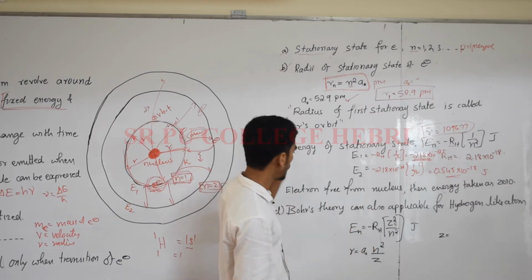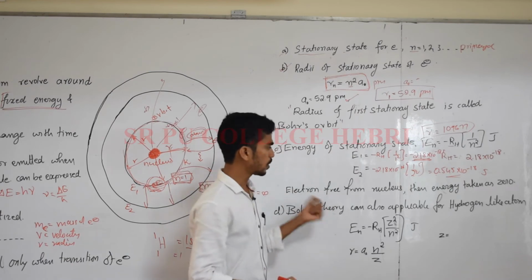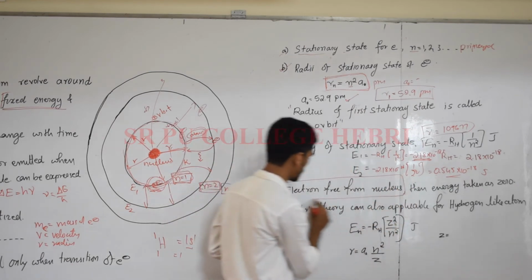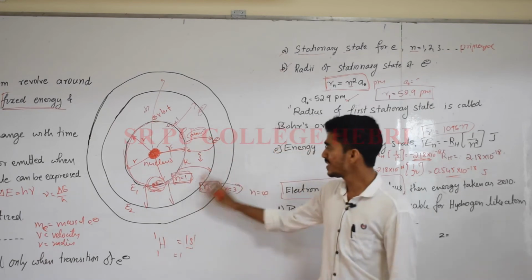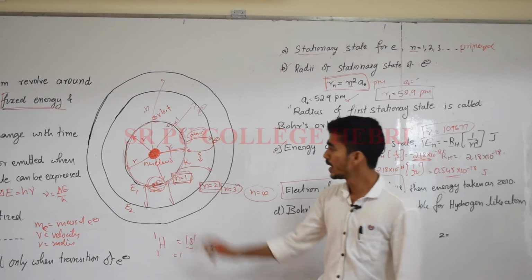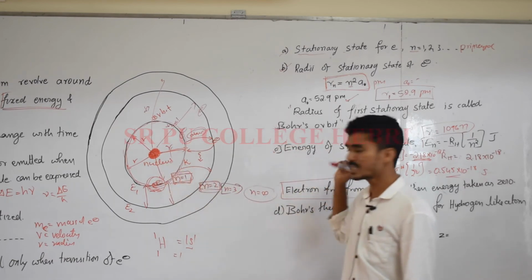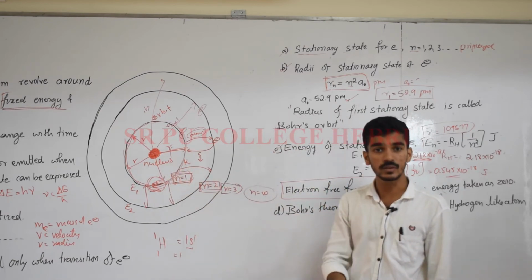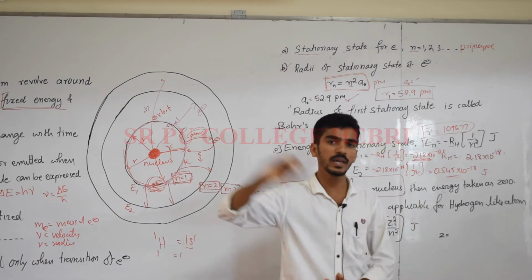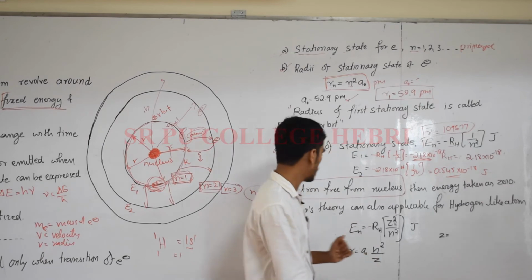And these all points are okay. And one more concept in energy: electron free from the nucleus. That means in this stationary state it can reach up to infinity. So electron at infinity stage, or in another word, hydrogen should be ionized. Ionized means completely removing the electron.